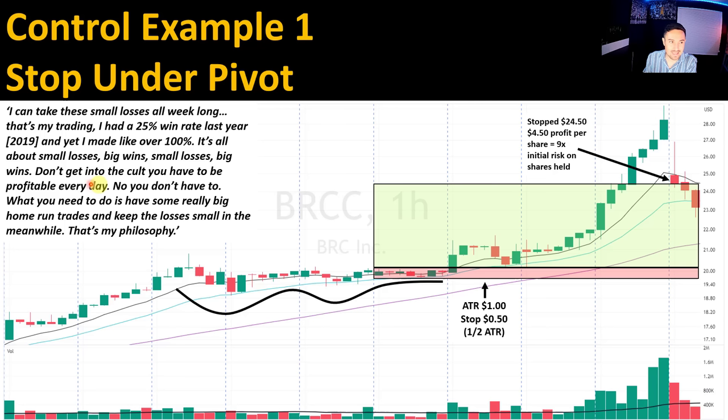No, you don't. What you need to do is have some really big home run trades and keep the losses small in the meanwhile. That's my philosophy. So see here, one contraction, two contraction, three contraction. See how it holds the key moving averages. Look at the tightness. Look how the volume dries up.